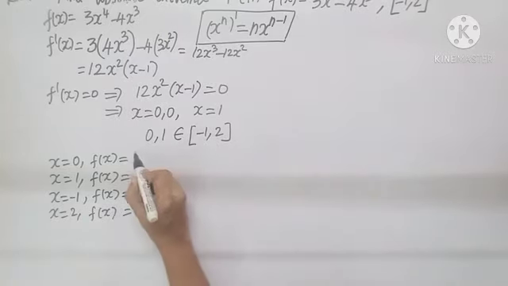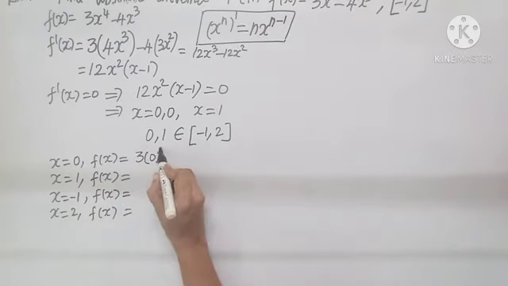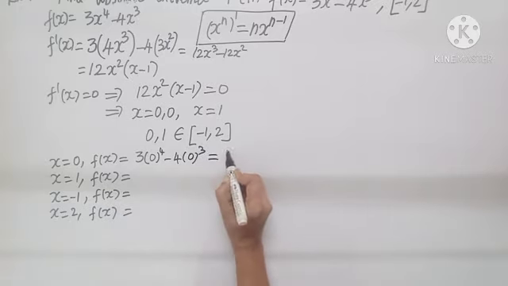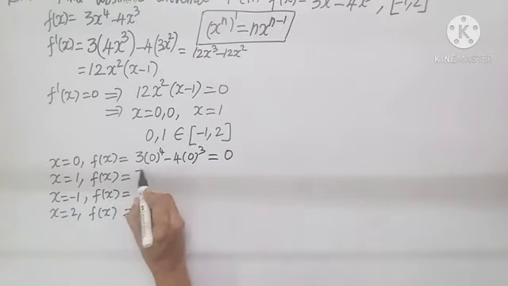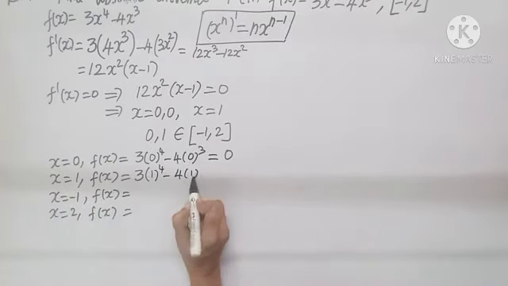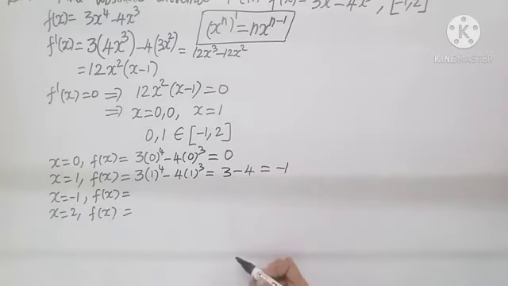What is f of x? 3 into x power 4. 0 power 4 minus 4 into 0 cube. My answer is 0. 3 into, now x value is 1. 1 power 4 minus 4 into 1 power 3. 3 minus 4, that is minus 1.